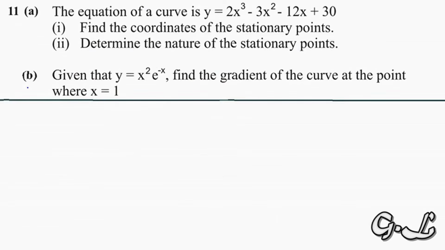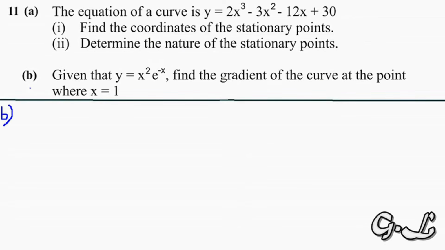Okay, so now let's go to another part of this question, which is part B. Part B states that given that y is equal to x squared e to the negative x, find the gradient of the curve at the point where x is equal to 1. So what are we supposed to do in such a case?